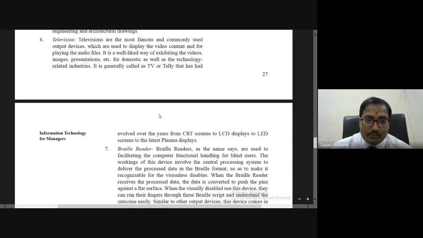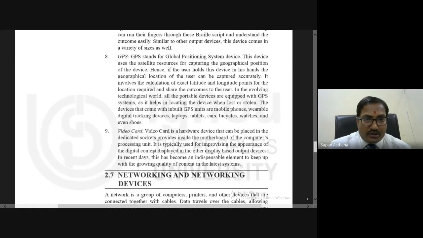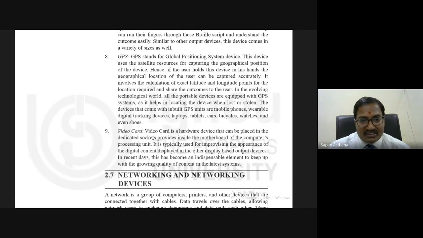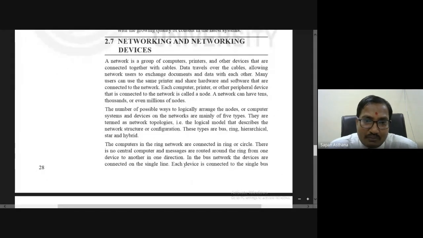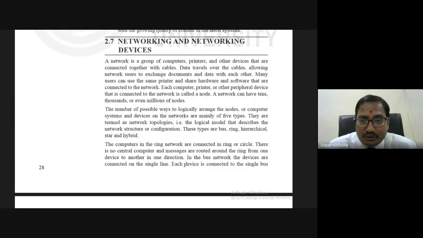ये जो ब्रेन लिपि जैसे होती है उसी प्रकार से ब्रेन रीडर्स हैं. और GPS है, सब जानते हैं ग्लोबल पोजिशनिंग सिस्टम. तो ये भी एक आउटपुट डिवाइस है. And video card. Networking and networking devices की अगर हम बात करें, नेटवर्किंग LAN है. और आप लोग अक्सर नाम सुनते होंगे नेटवर्क का, कि LAN पे है, किस पे सिस्टम है.